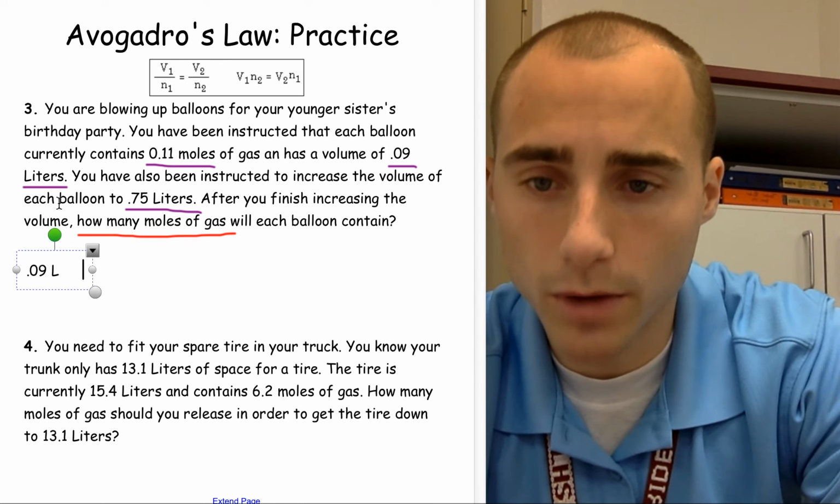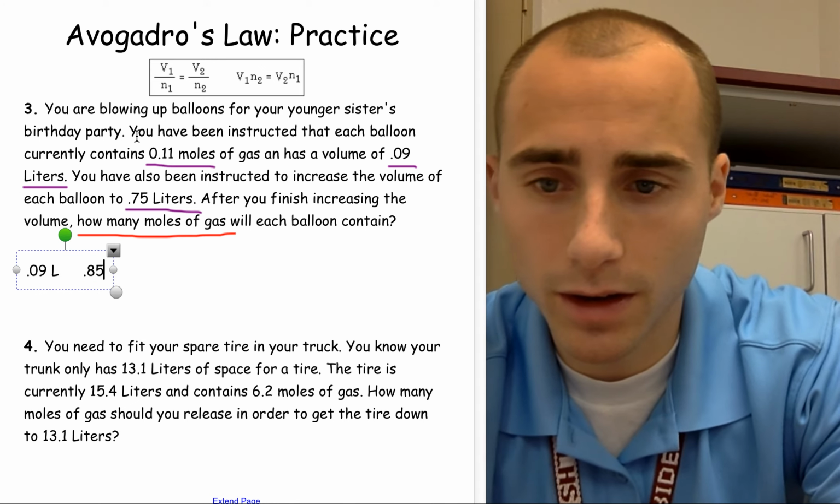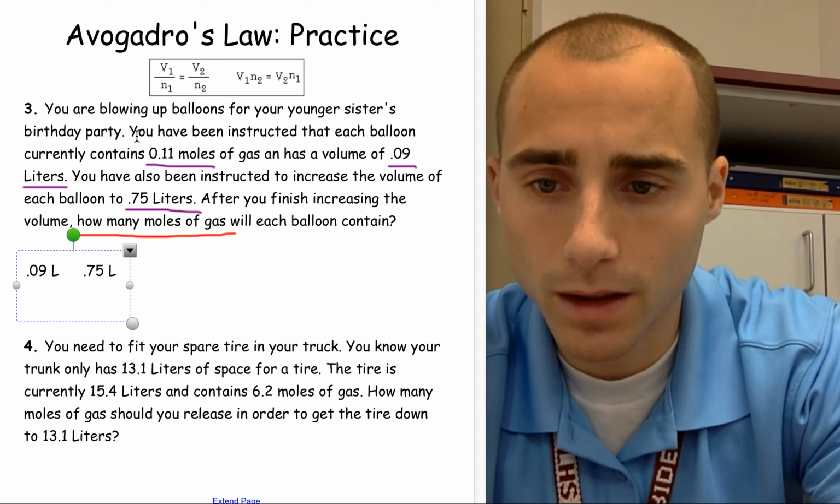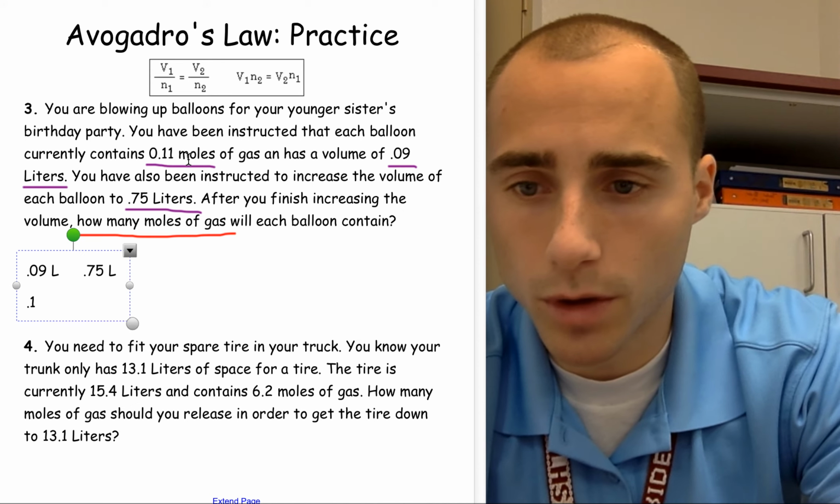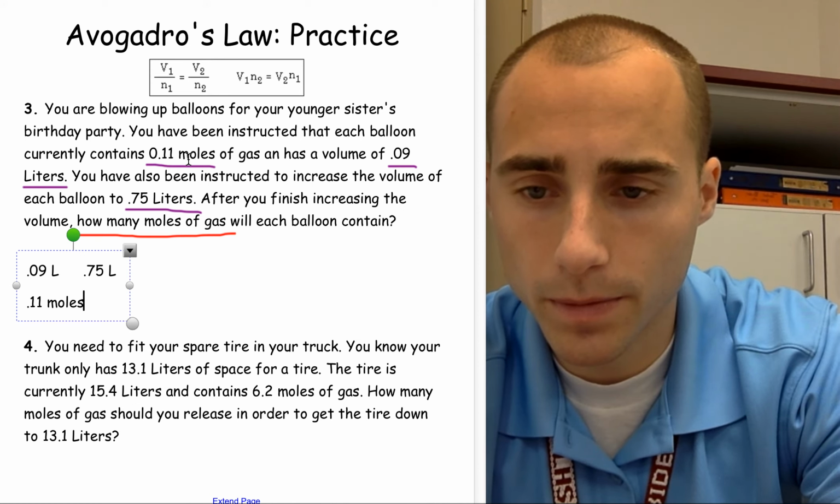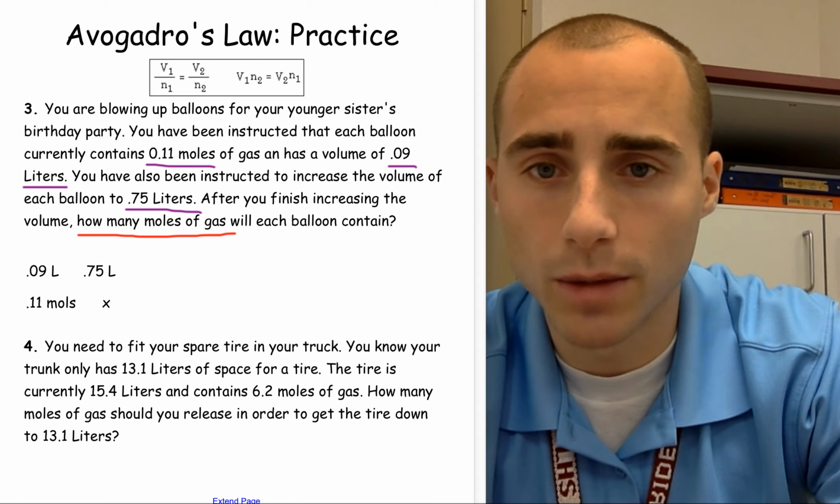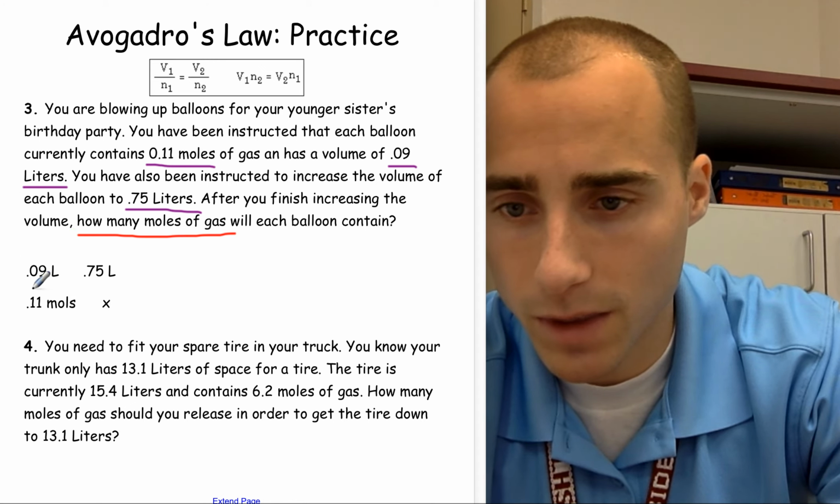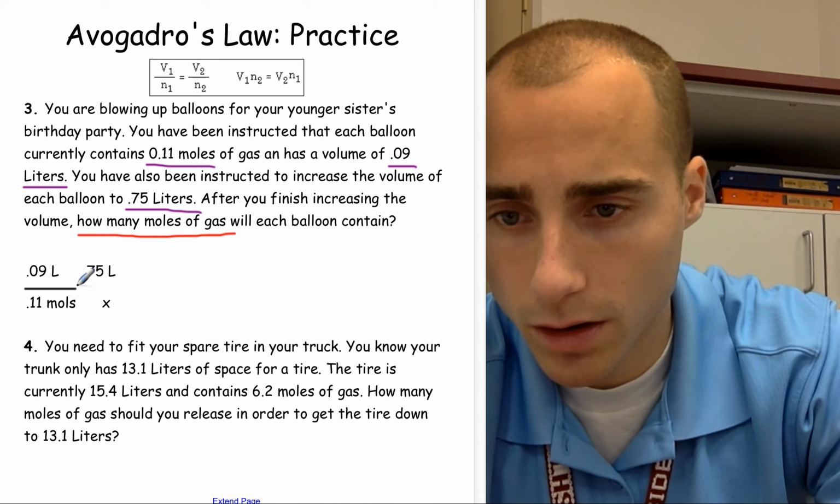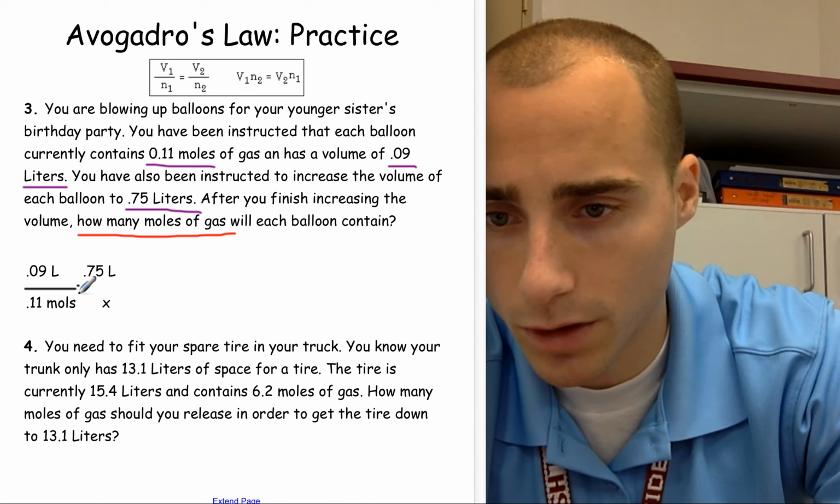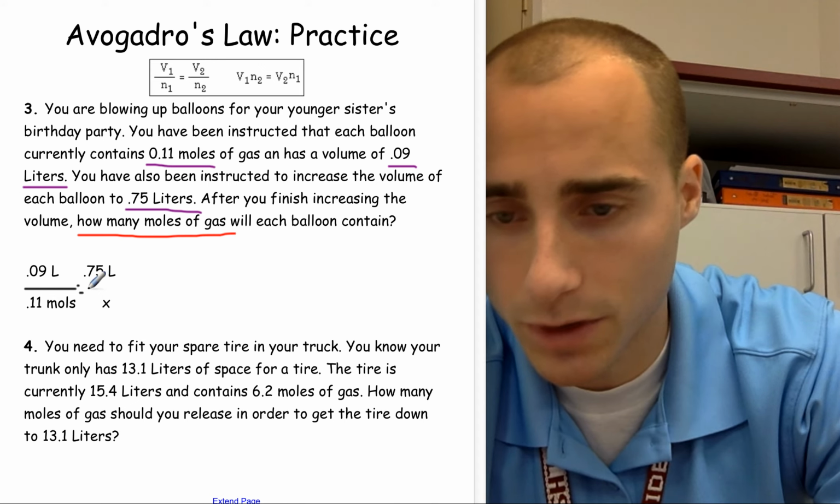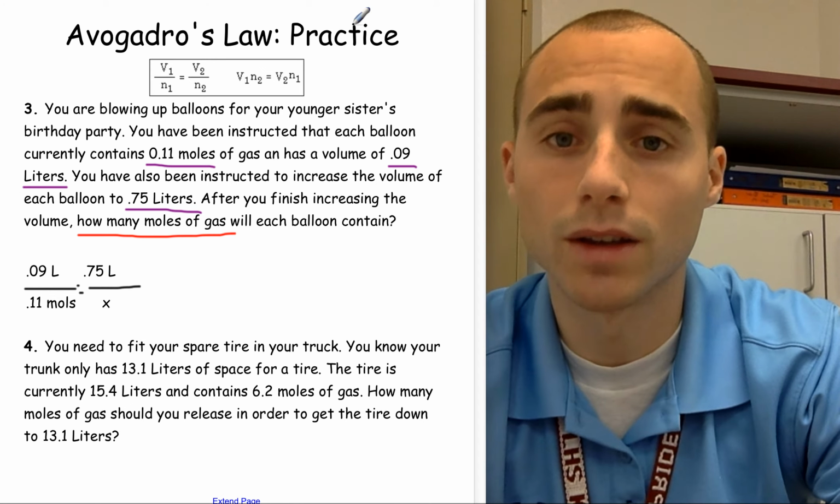Our V2 right here, 0.75 liters, came second in the problem. Our N1 is 0.11 moles, and we don't know our N2, so we're going to label that as X. Same thing, set up our proportion here, equals. This one's really close together, so we're going to have to be careful with our equal sign. It's a fantastic equal sign if I do say so myself.